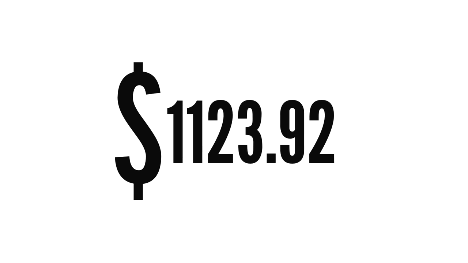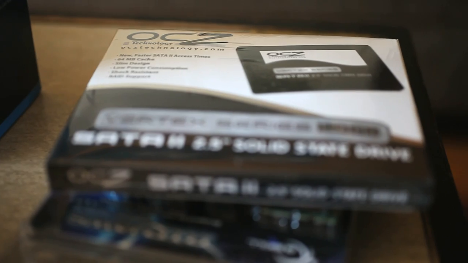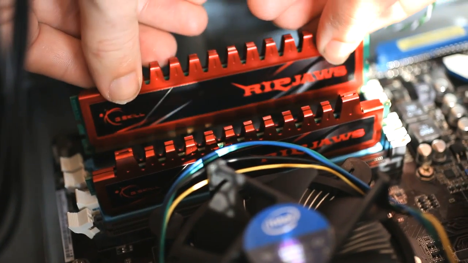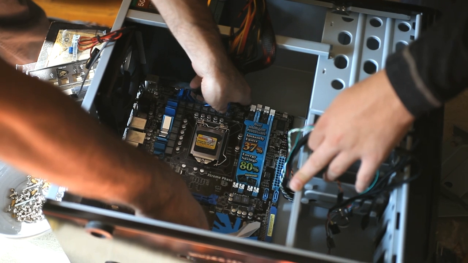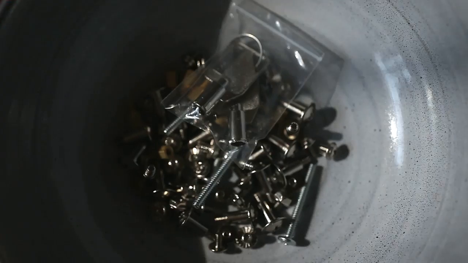In all, the subtotal on Newegg for all that hardware for me was $1,123.92. Skip the SSD and the second set of RAM, and you've still got a solid machine for $828.92. Once you've got all your hardware, you'll need to assemble your computer.